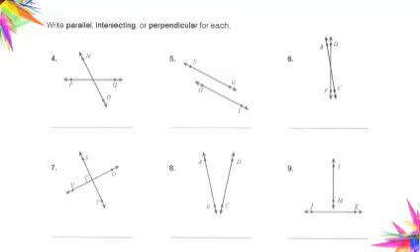Let us solve this exercise. Write parallel, intersecting, or perpendicular for each case. In number 4, you can see that we have line NO and line PQ. And here they are intersecting. Why? Because they meet at a point. Where's this point? This is the point where the two lines meet. So those are intersecting lines.